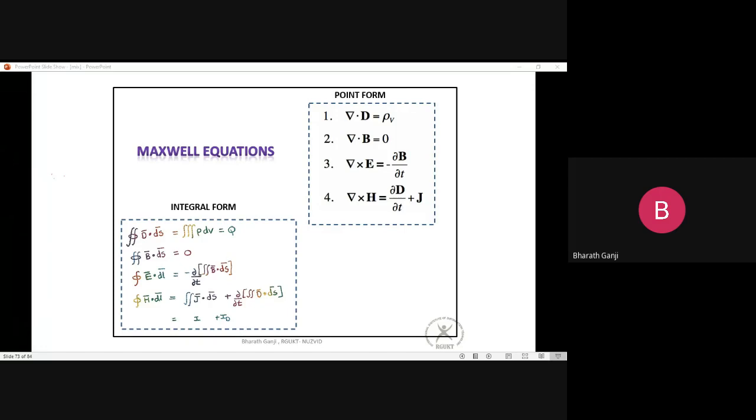Yes, write and submit. Come on. Total of 8 equations: 4 equations are in point form, another 4 in integral form. Point form means we are expressing at a particular point. Integral forms are Maxwell equations written for a region.